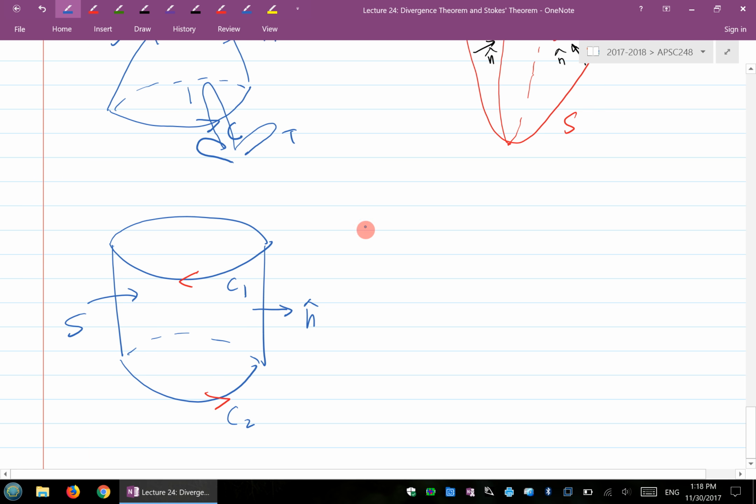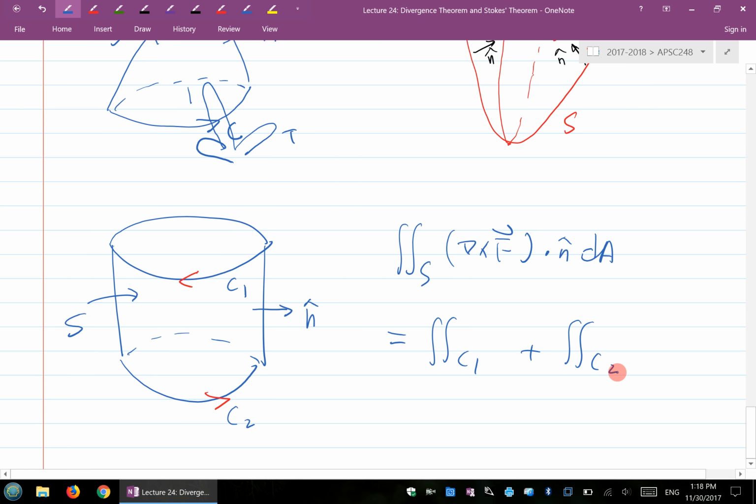Now, when it comes to Stokes theorem, you have this set here, right? That's your Stokes theorem. So del cross F dot n hat dA. Now this time, technically speaking, you should add the two line integrals together, C1 plus C2. For this one, the direction of C1, C2 should be the direction illustrated by the arrows set here.